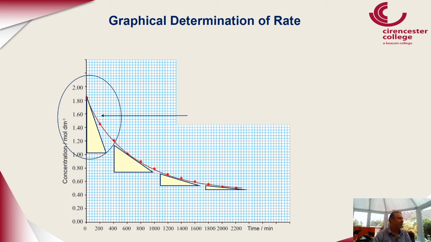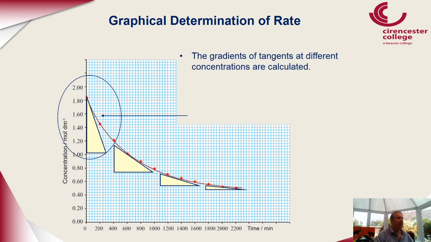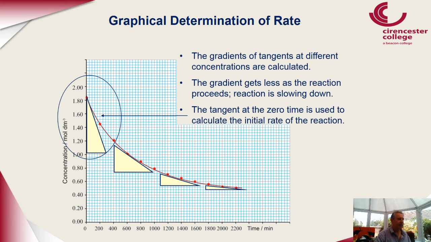So when we do it by graph, we can get tangents at different points on the graph, and they're calculated. So what do we say there? The tangent at 0 time is used to calculate the initial rate. Sometimes we just do an experiment to a certain set time, and we then work out what the rate is there, and we just use that time.